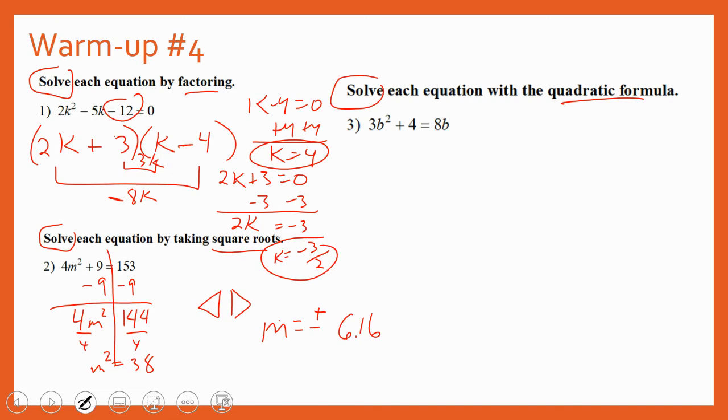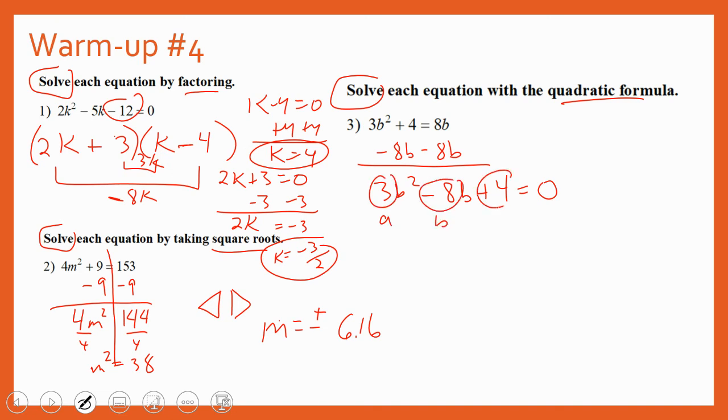This one says solve with the quadratic formula. It always works. So if you have a choice and you can't figure one out by factoring, you can do the quadratic formula if it's multiple choice and you're choosing. So we first have to get everything equal to 0. And then we put it in the formula. We have A, B, and C. There's my A. There's my B. There's my C. Just plug it in.